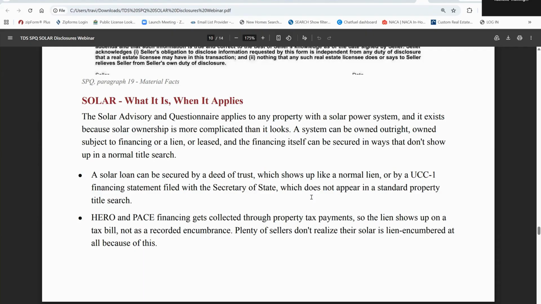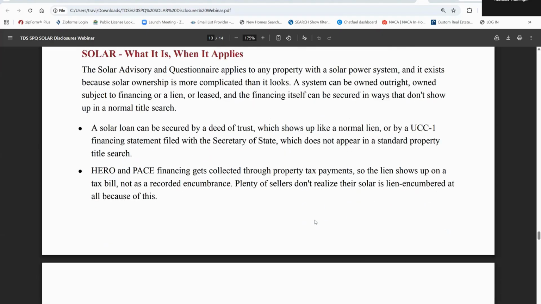A solar loan can be secured by a deed of trust, which shows up like a normal lien, or by a UCC-1 filing with the Secretary of State, which does not appear in a standard property title search. HERO and PACE financing gets collected through property tax payments, so the lien shows up on a tax bill, not as a recorded encumbrance. Plenty of sellers don't realize their solar is lien encumbered at all because of this.